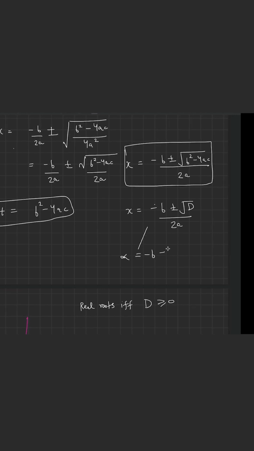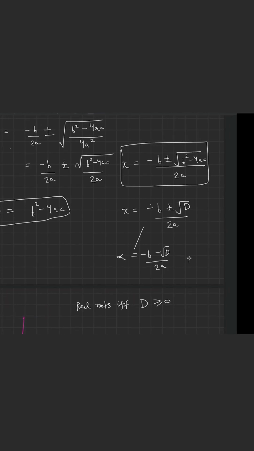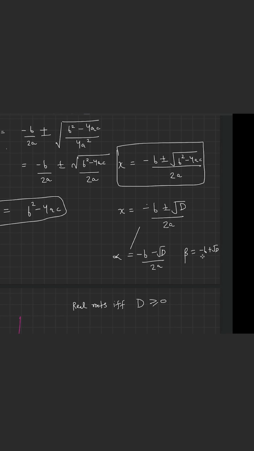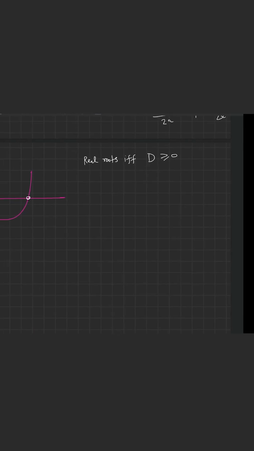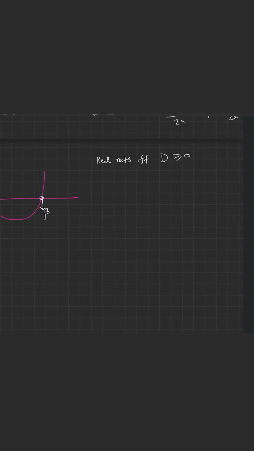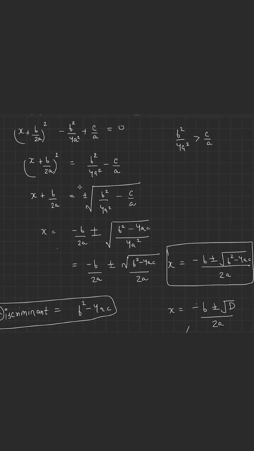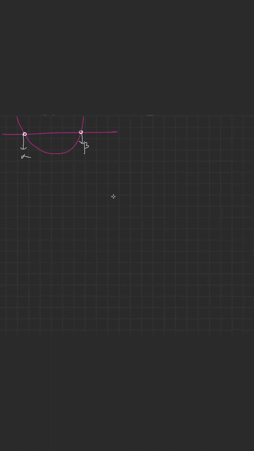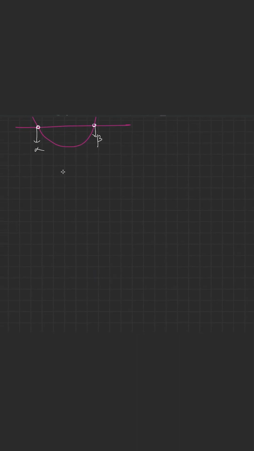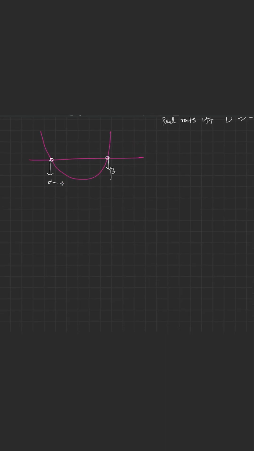Alpha will be minus b minus under root d over 2a, and beta equal to minus b plus under root d over 2a. So this is your alpha and this is your beta. Okay, so that is the thing. So we were on nature of roots. So let me discuss now the nature of roots. This is very important, so kindly pay attention.